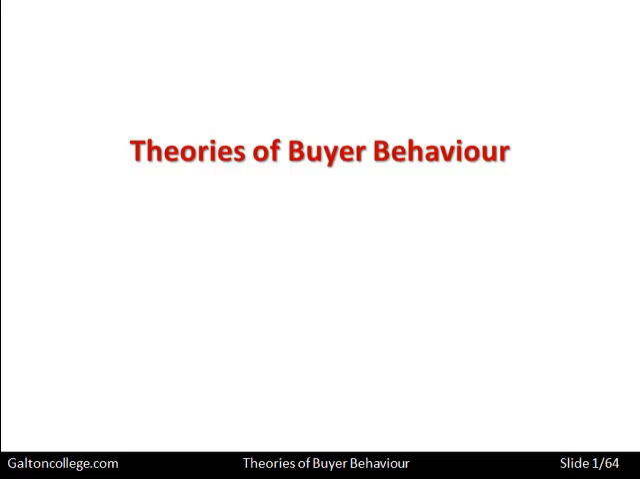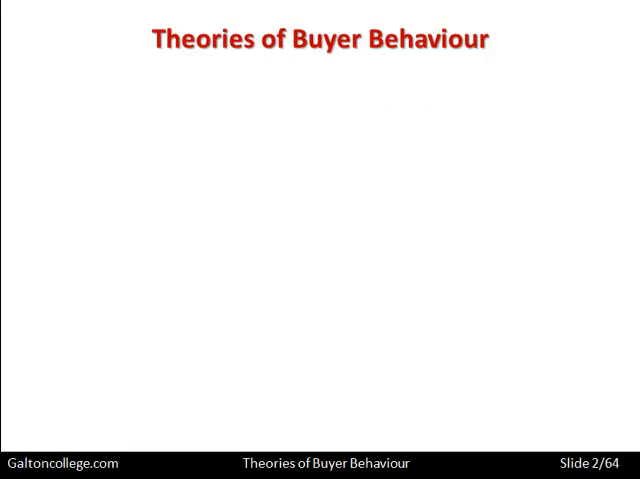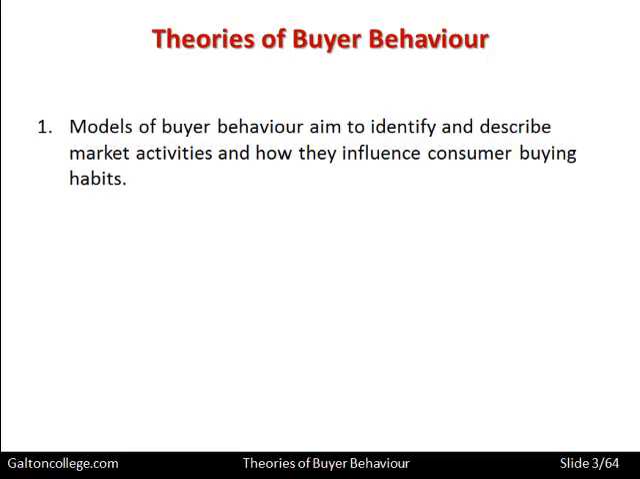In this video, we want to talk about theories of buyer behavior. Now, models of buyer behavior aim to identify and describe market activities and how they influence consumer buying habits. So market activities could be related to advertising, promotions, discounts, sales promotions of one type or another. Market activities can have a wide meaning, and the point of many market activities, of course, is to encourage sales and to encourage buyers to engage in the buying process.